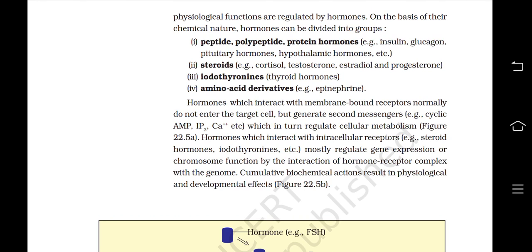Hormones which interact with membrane-bound receptors normally do not enter the target cell but generate second messengers, for example cyclic AMP, IP3, calcium ions, etc., which in turn regulate cellular metabolism. Hormones which interact with intracellular receptors, for example steroid hormones, iodothyronines, etc., mostly regulate gene expression or chromosome function by the interaction of a hormone-receptor complex with the genome. Cumulative biochemical actions result in physiological and developmental effects.